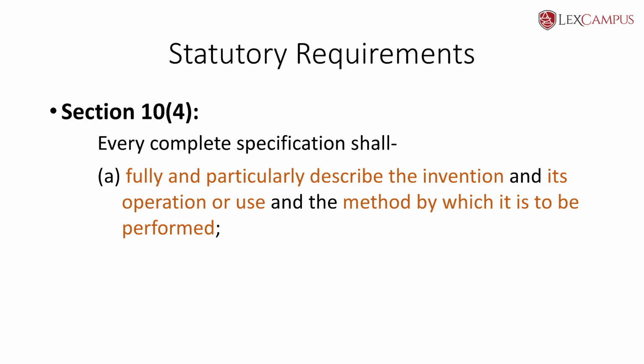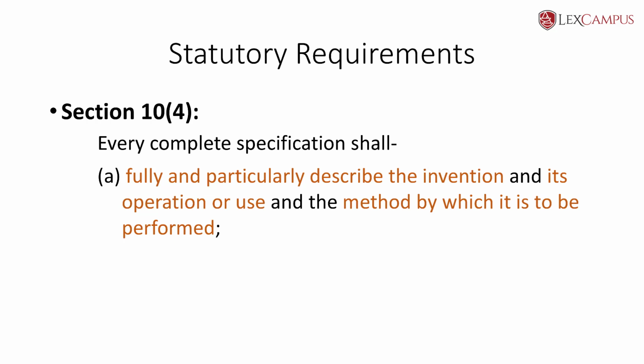Let's just look at describe the invention and its operation or use. So you just don't describe the invention, you also explain the operation of the invention or use of the invention and the method by which it is to be performed. There are two things that we need to bear in mind. The description of the invention should also contain operation and its use. That's the first point. And it should also have the method by which it is to be performed.